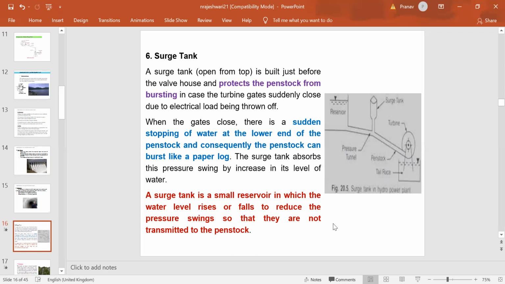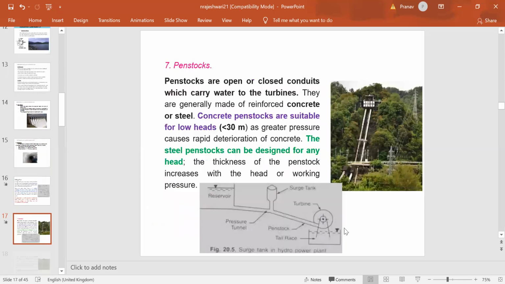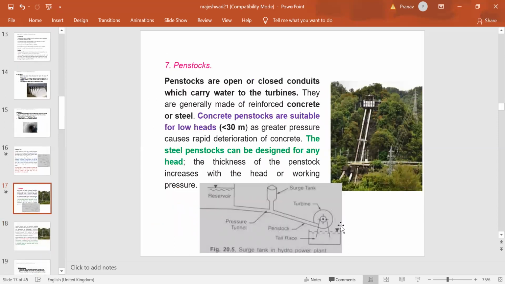So, for protection of the penstock and avoiding its bursting, we construct a small reservoir called a surge tank before the valve house. So these are the penstocks. This is the valve house. Before the valve house, the surge tank is placed. These are the penstocks.